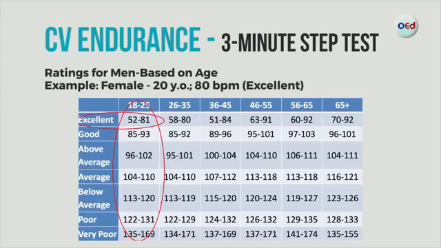Now, let's take a look at the ratings for women based on their age. Assuming that you are a female who is 20 years old and your heart rate after exercise is 80. Now, take a look at the 18 to 25 age column. What is your current fitness zone? If you answer that you are in the excellent range, this would mean that you have recovered quickly from the short bout of exercise. Your heart and your lungs are coordinating properly to return your body into its normal state.